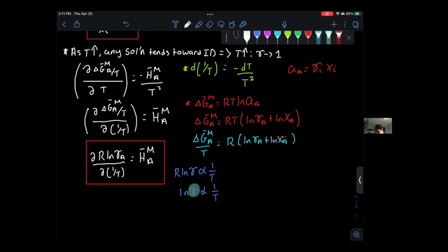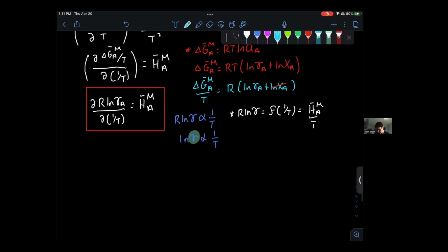I like to think of it as this. R ln of our activity coefficient is equal to a function of 1 over T, and that function can be equal to H over T. So let's write it out. It's set in stone. As our temperature increases, our ln of the activity coefficient approaches 0. Therefore, our activity coefficient approaches 1.